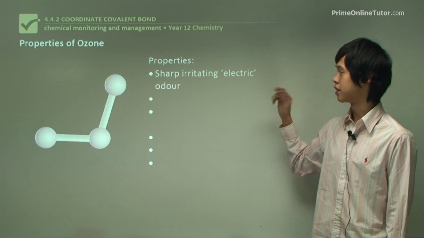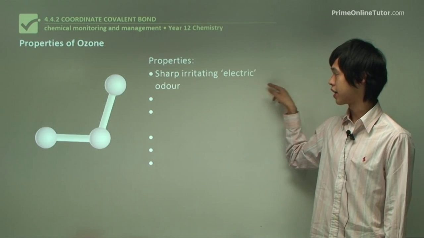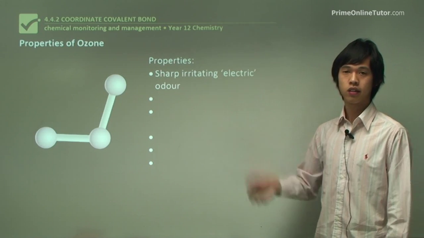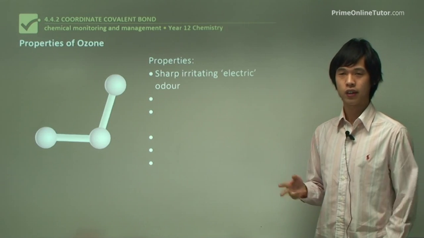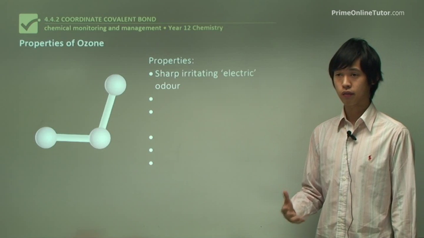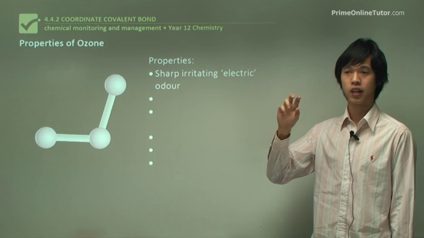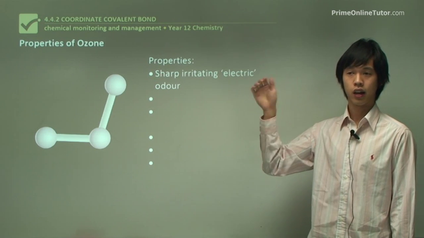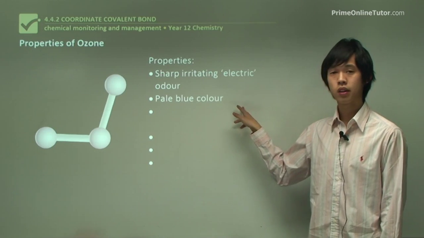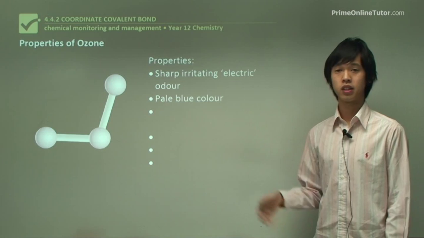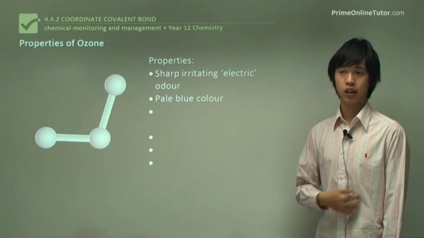The properties of ozone are a sharp irritating electric odor. So for those who catch the train, when it starts to slow down, you get this really strong sort of fuzzy smell, and that's ozone coming from the breakdown of oxygen gas because of that electricity. It's a pale blue. So the reason why our sky is blue is partially because of the ozone present. It gives that blue color.